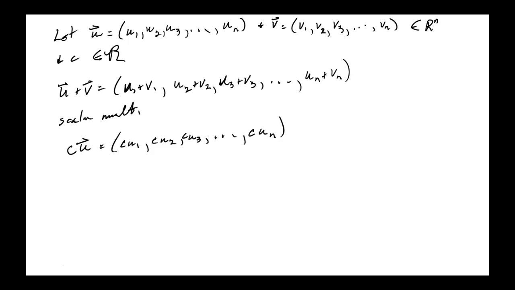Okay? Then there's 3 space. That's what I call it. R3, R superscript 3. That would be space as we know it. X, Y, and Z. 3-dimensional. And you can have positive, negative. Now, anything beyond that, I can't visualize because I live in 3 space.